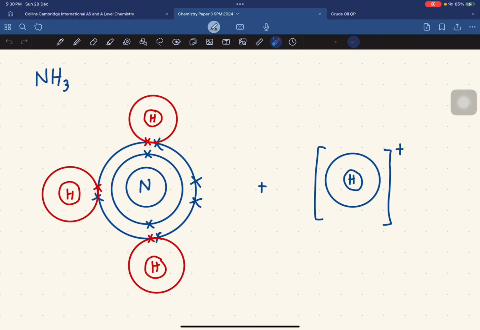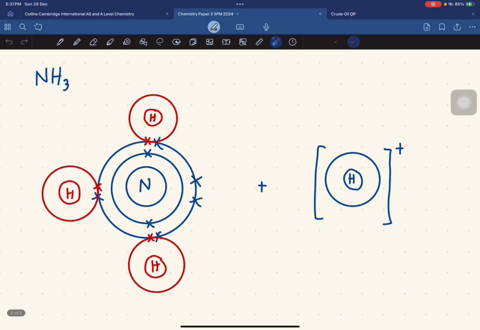So it says that dative bond, or another name for it, coordinate bond, is a type of covalent bond where the electron pair that is shared comes from only one atom. We know that covalent bond is the sharing of electrons between two nonmetal atoms. But in this case, the electrons that are being shared come from only one atom, meaning that the other atom does not contribute any electrons to this sharing. That is the first part.